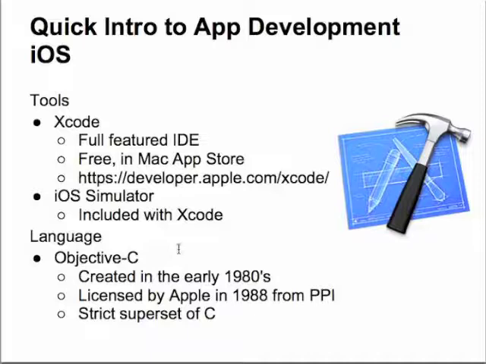Objective-C is the language. It's what they call a strict superset of C, so you can actually put C code into the source code and it will compile and run. Objective-C was created in the 80s and it was licensed by Apple from this company. Productivity Products International is what PPI stands for, back in 1988.